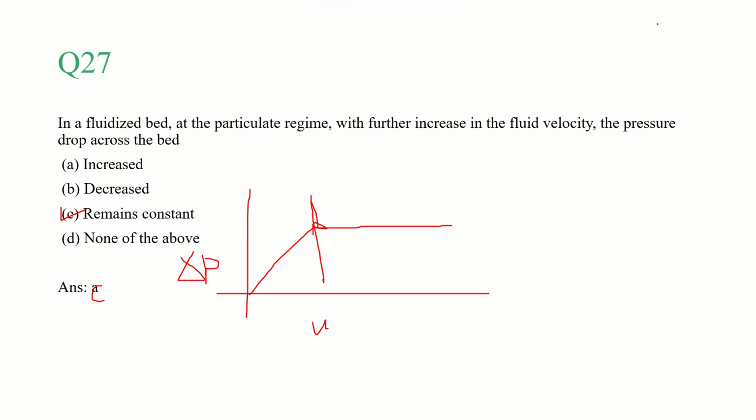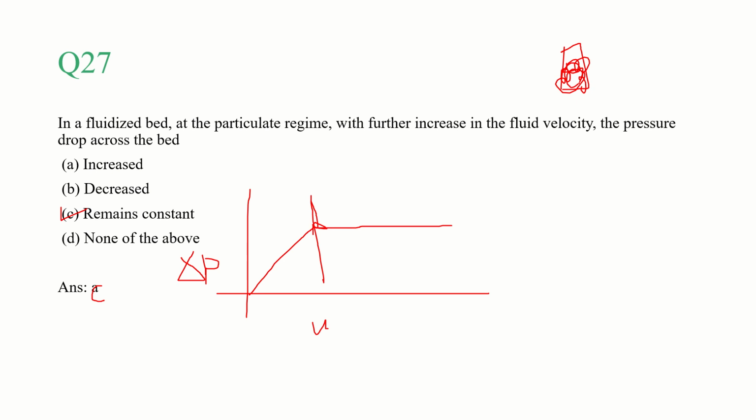Actually, in Bernoulli's equation we have studied that pressure is inversely proportional to velocity. So when the velocity increases, the pressure decreases. I don't understand the graph. Okay. That is the case when it is an open system, right? Here the particles are also present in the system.